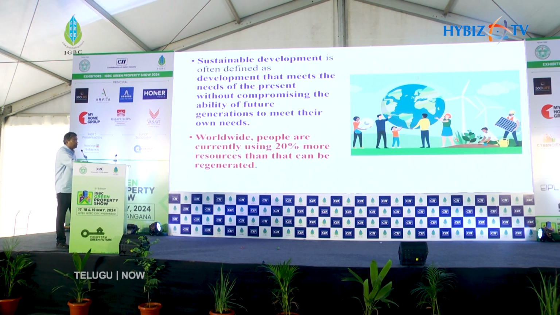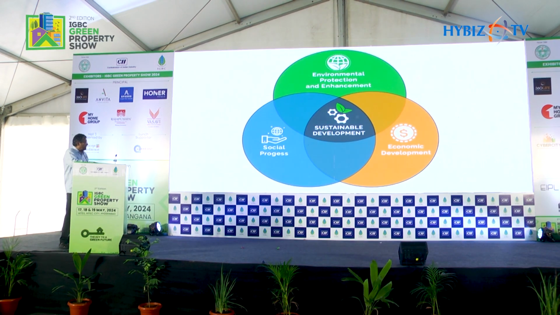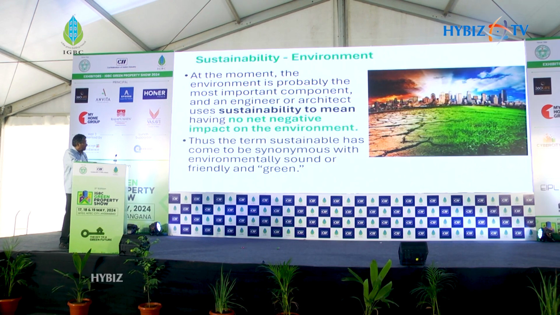Worldwide, people are currently using 20% more resources than can be generated. It can be grouped in three circles like this: environmental protection and enhancement, social progress, and economic development. Altogether, it is sustainable development.